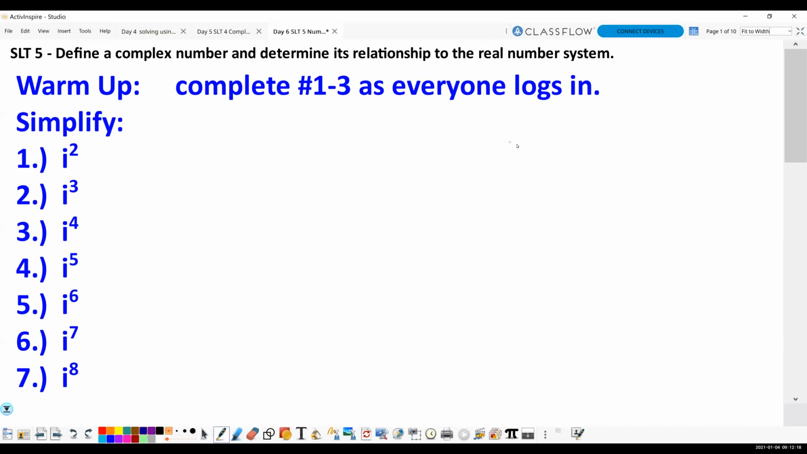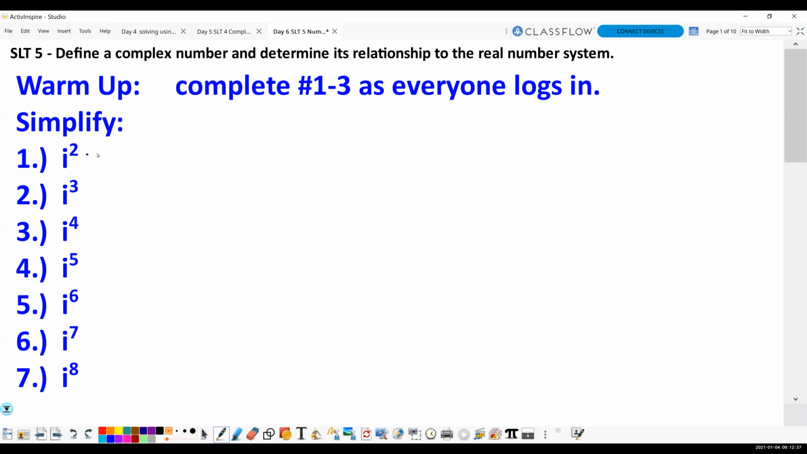This is going to be a lesson on student learning task 5. We're going to define a complex number and determine its relationship to the real number system. So what I'd like everyone to do is to write down numbers 1 to 7 and complete as many of them as you can using your knowledge about the imaginary number.